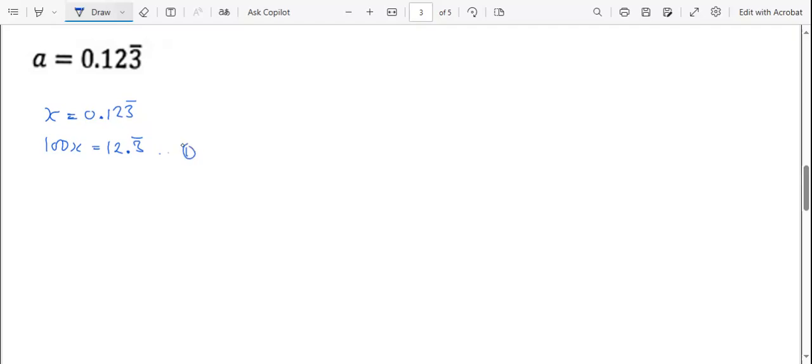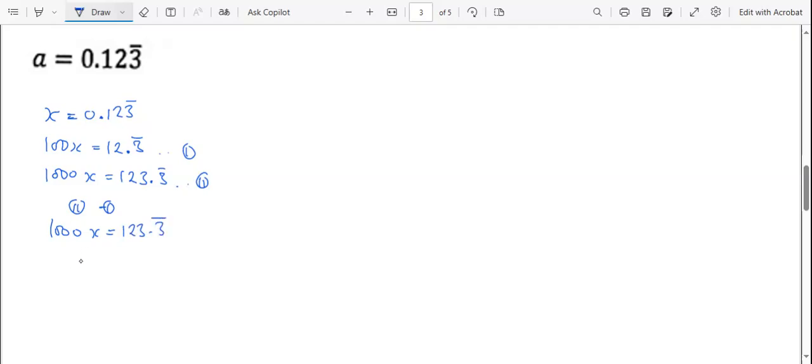For equation 2, we make sure that what is not independent, what is repeating, also comes to the left. So I'll multiply the whole equation by 10, so that this point comes there. This gives me 1000x is equal to 123.3 bar, because there were a lot of 3s, but we have just moved one 3. So this is our equation 2. So you subtract equation 2 minus equation 1.